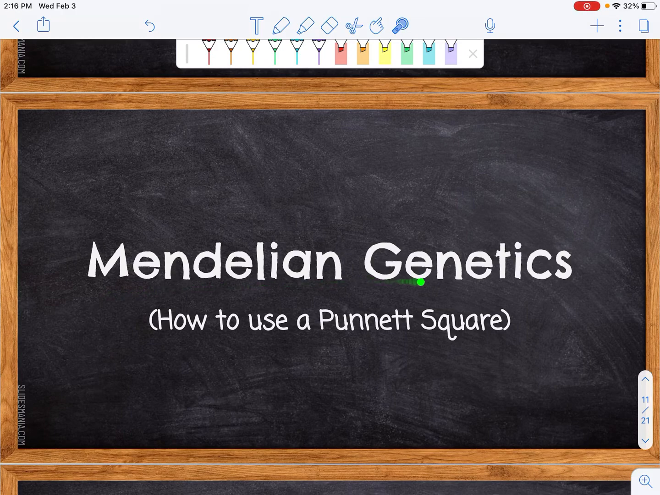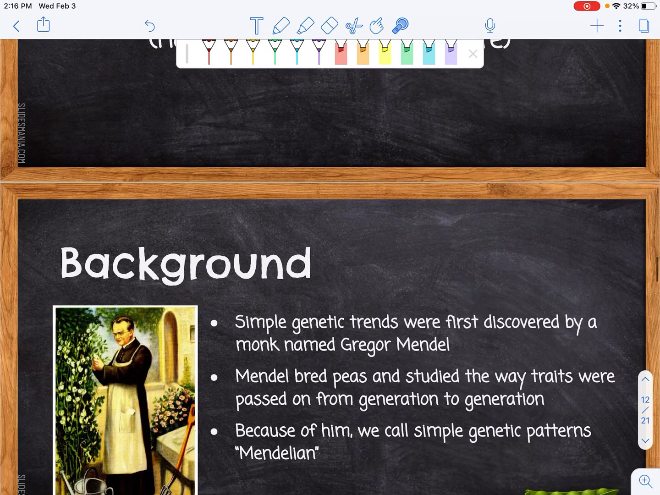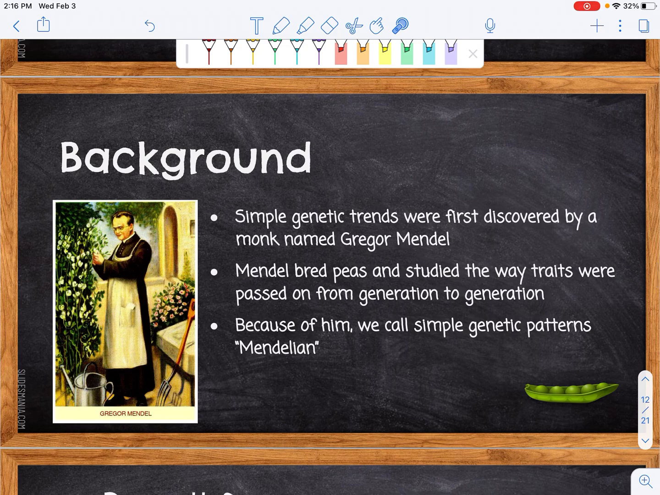All right, folks, so in this video, we are going to talk about Mendelian genetics and how to use a Punnett square. This will be the first of 2 or 3 videos. So for some background, we are talking about simple genetics today. These are simple genetic trends that were first discovered by a monk named Gregor Mendel.